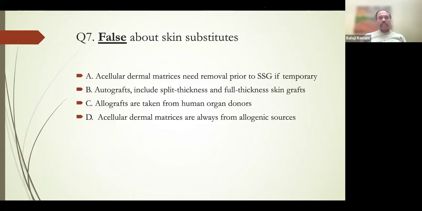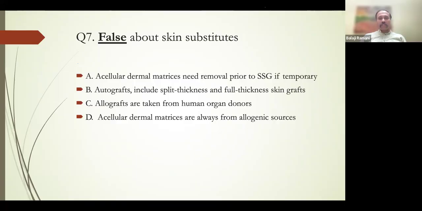This is the scrotal sebaceous cyst. Now, use of skin substitutes. When we talk about skin substitutes, acellular dermal matrices need removal prior to SSG if they are temporary. Autografts, including SSG and full thickness skin graft. Allografts are taken from human organ donors. Acellular dermal matrix are always from allogenic sources.